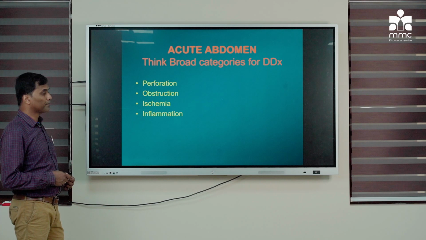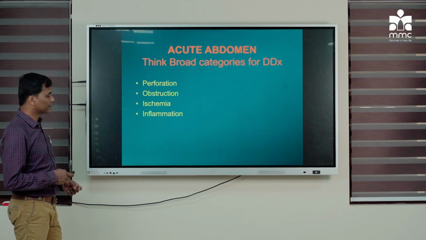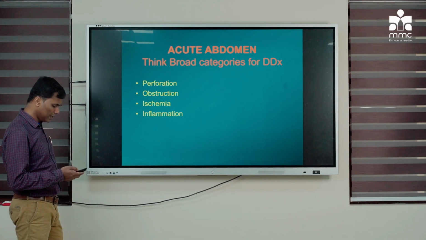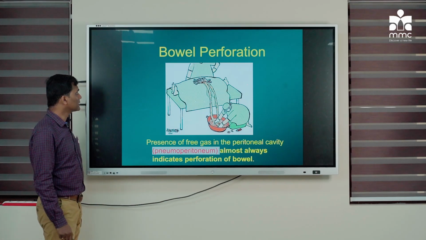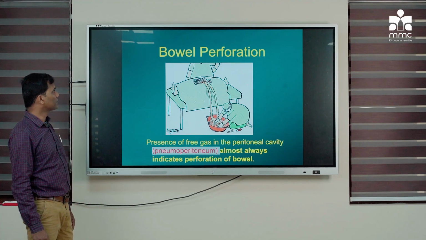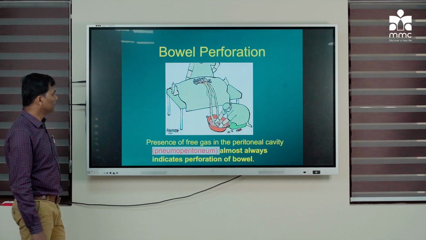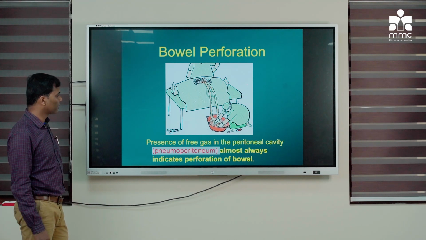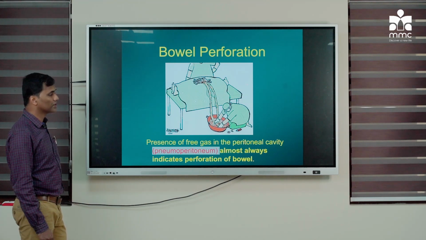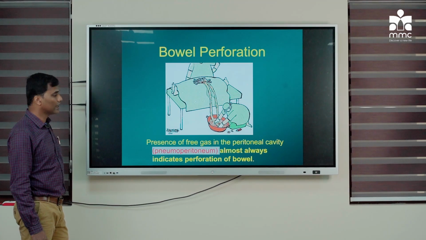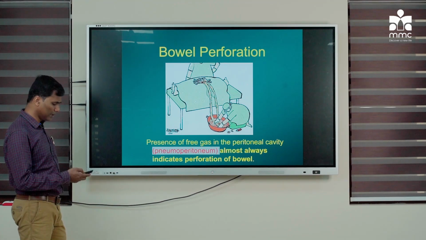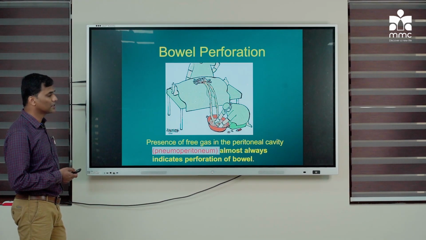So one is perforation, bowel perforation, intestinal obstruction, ischemia and inflammation. Let us start with one, that is, first is bowel perforation. Like in imaging, we cannot diagnose perforation directly. What we can do is look for free air in the peritoneal cavity, that is pneumoperitoneum, which almost always indicates perforation of the bowel.